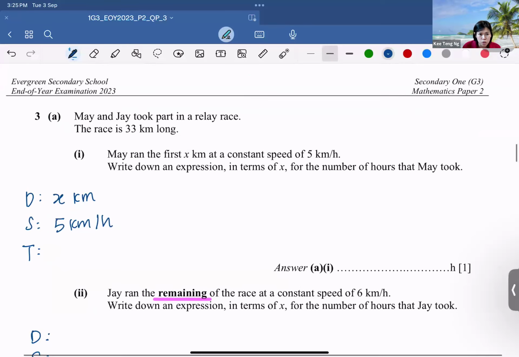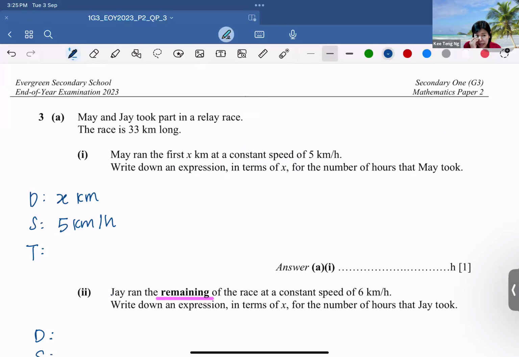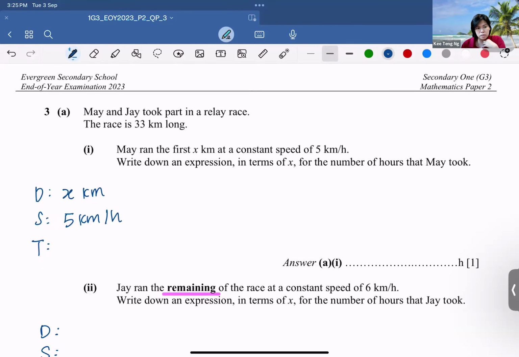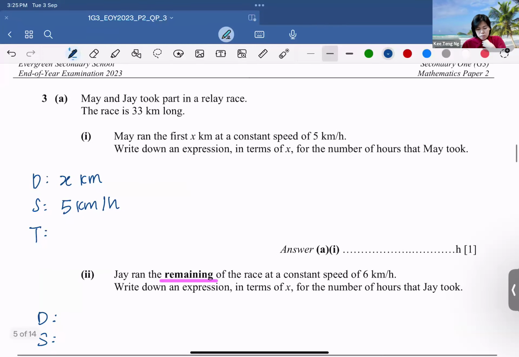Next part of the question, 3A. May and Jay took part in a relay race. Relay means they pass the baton to another person, one part each. The whole race is 33 kilometers long. May ran the first x kilometers. My habit, I always put distance, speed, and time. So the distance is x, the speed is 5 kilometers per hour. How am I going to find the time taken in terms of x? This is kilometers per hour, so your unit for timing should be hours. How to find the time?